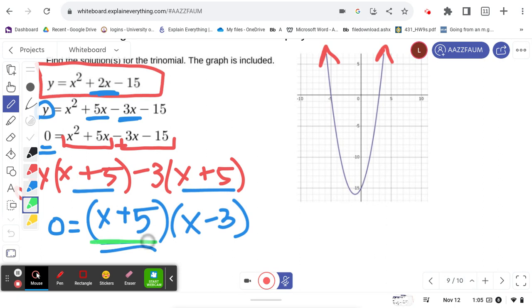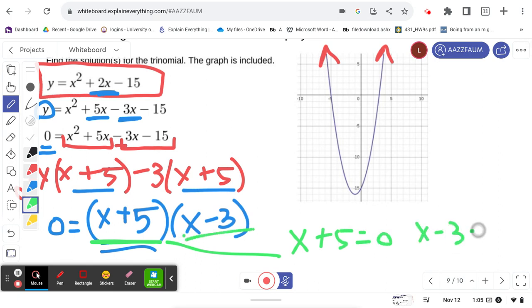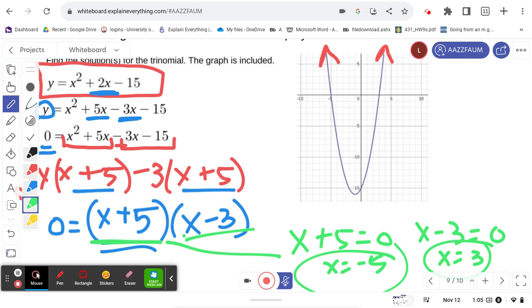Well, if you want it to be equal to 0, what would have to happen is x plus 5 would equal 0, or x minus 3 would equal 0, and we get an answer of x equals -5 and x equals 3. Those are our solutions. I think it is important to note that if you look on the graph right here, that is the solutions for this quadratic.